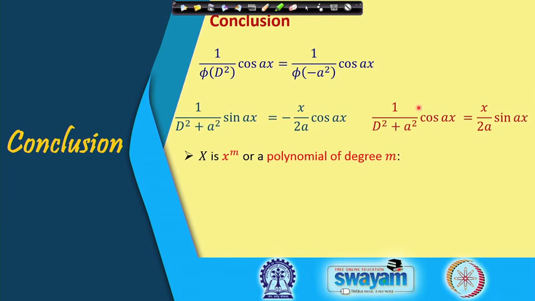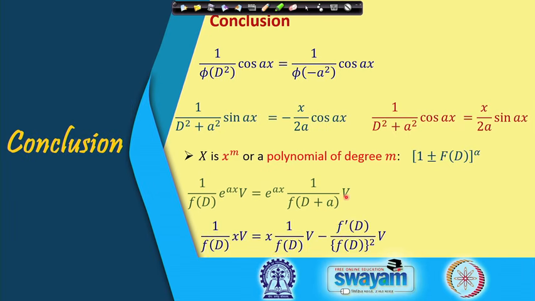When this is x power m, the right hand side is a polynomial, this idea will work that we can write down in this denominator as 1 plus or minus f(D) power alpha, which we can take to the numerator and expand it. We had another direct formula that e power ax is sitting with some function of x, then this exponential e power ax can be taken out, and then there will be a shift here in D, D will be shifted by D plus a.